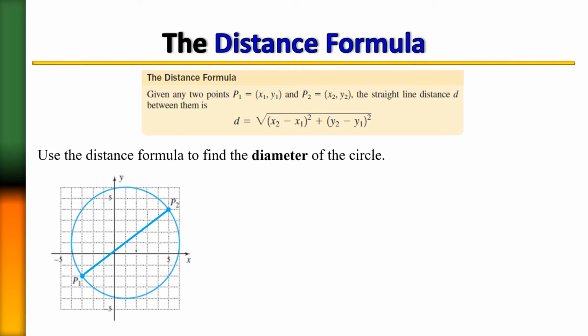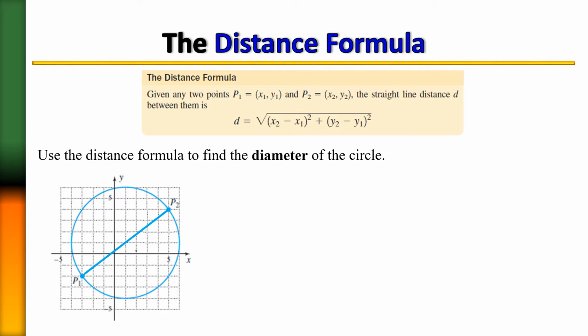It says use the distance formula to find the diameter of a circle. So recall that the diameter of a circle is from one end of the circle all the way to the other end of the circle on the other side. And what we want to know with the diameter is what is that length? How long is that from one end of a circle to the other end?